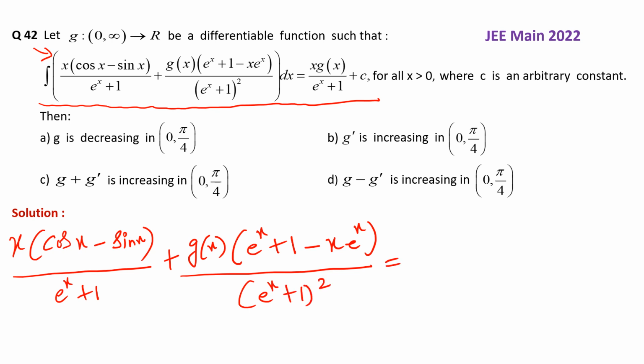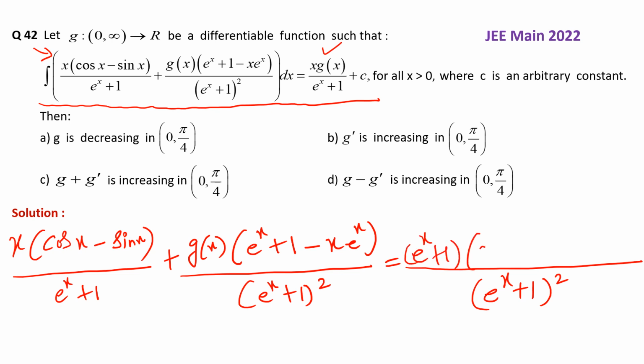Now students, we will have to differentiate the term on the right hand side of the equation with respect to x by using quotient rule. So now in the denominator, we will have (e^x plus 1) whole square, and in the numerator, we will have (e^x plus 1) into (g of x plus x g dash x) minus x into e^x into g of x. Right? Now students, we move further.